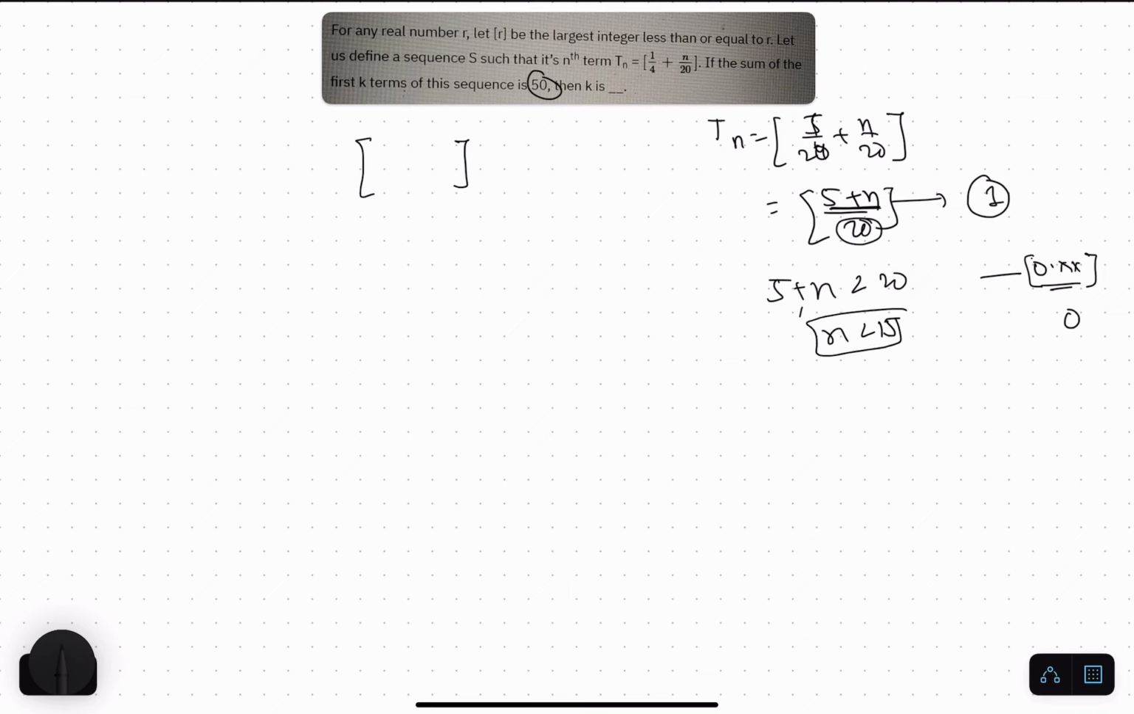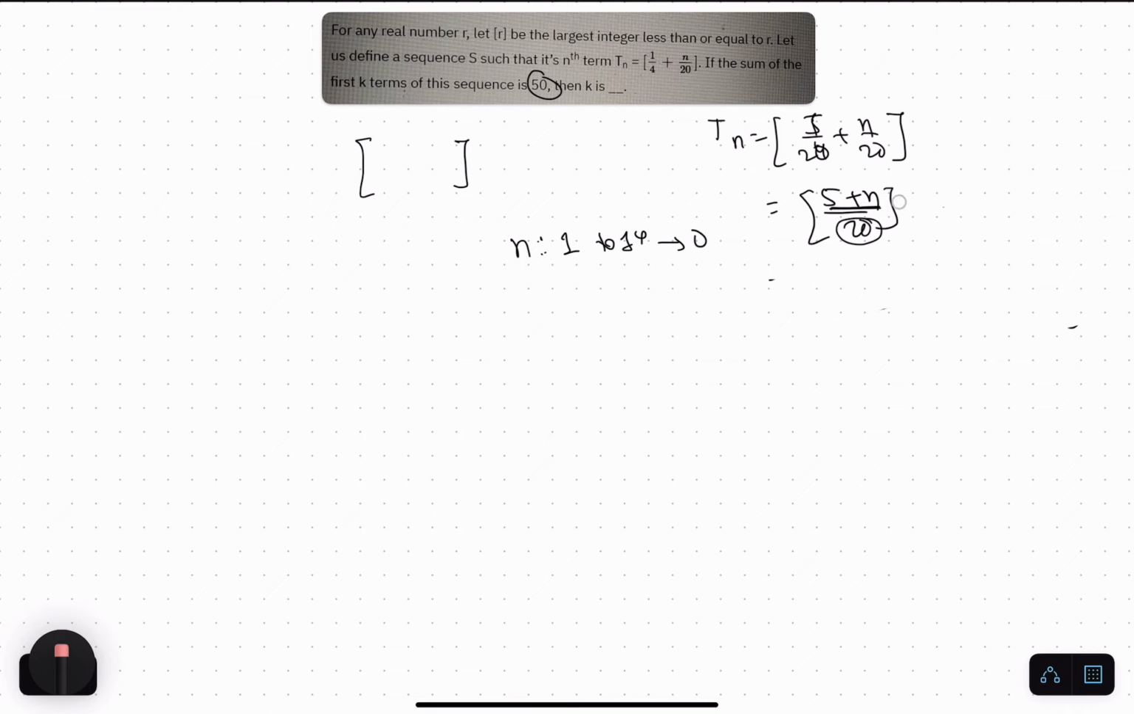Okay, so starting from n equal to 1 to less than 15, that means 14 values. Each of these values will be 0. Now this is done for 0. When will the greatest integer become 1? By the time (5 + n) by 20 goes from 1 to 1.xx, the greatest integer will be 1, and then the overall value will be 1.